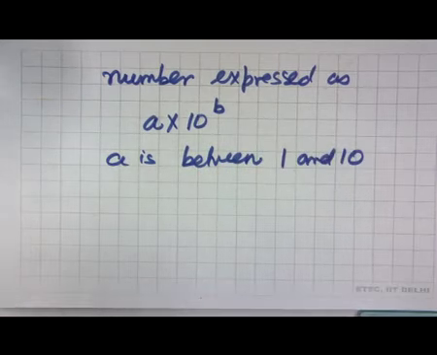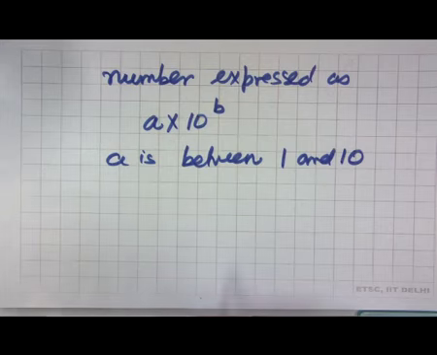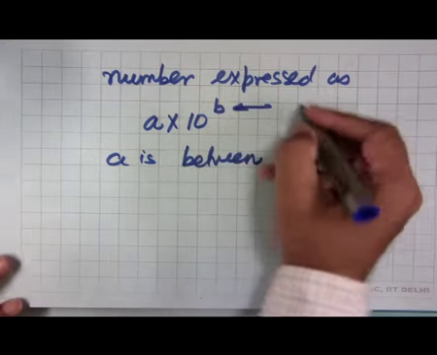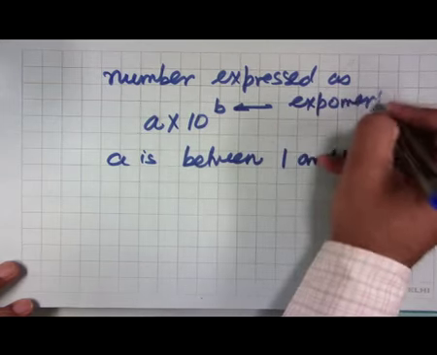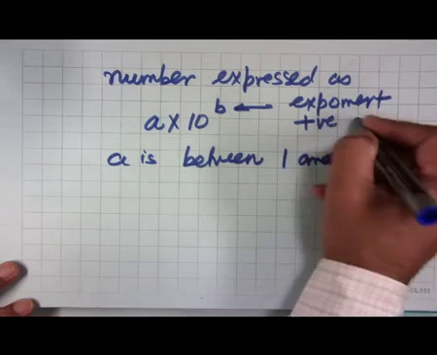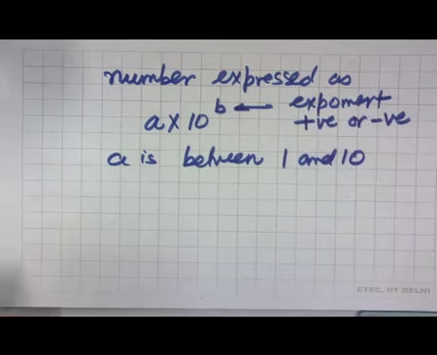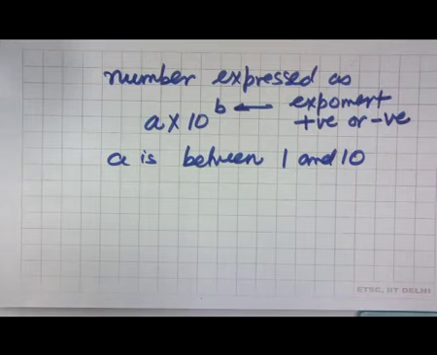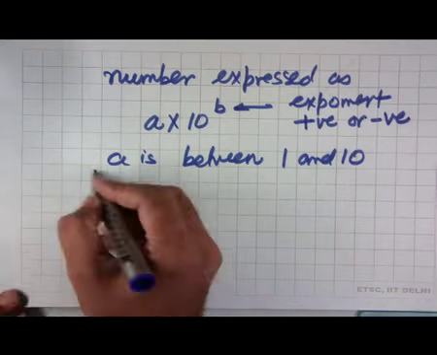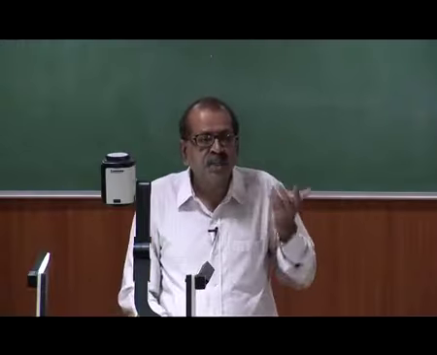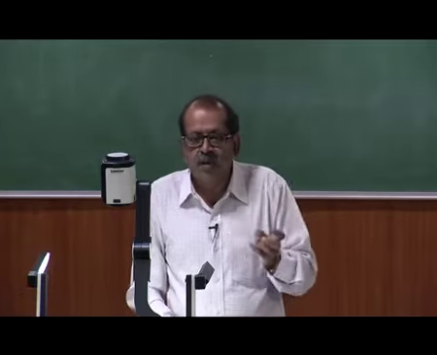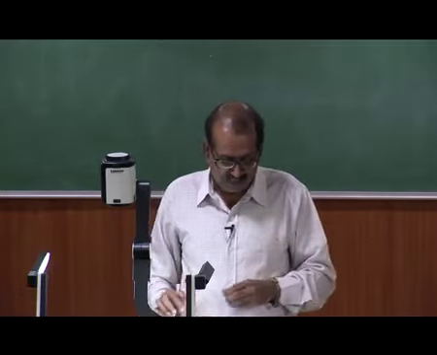So, a will be a number between 1 and 10, and b is the exponent, and b could be positive or negative. If the number is less than 1, then b will be negative, otherwise it will be positive. So, b is an exponent, and whatever is the number of significant digits in a will be the number of significant digits in that number. So, this way the ambiguity is resolved.